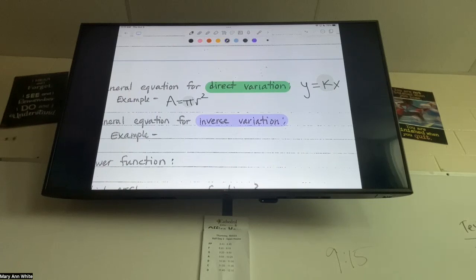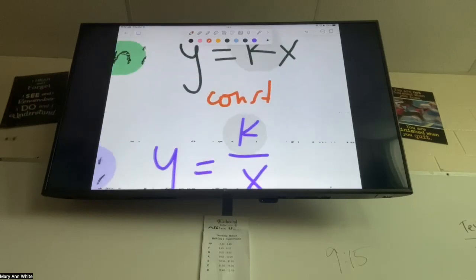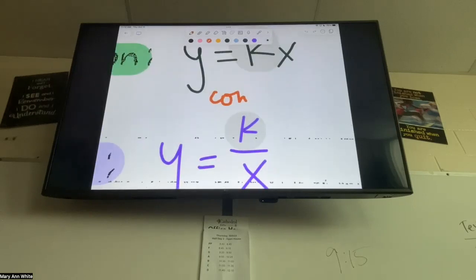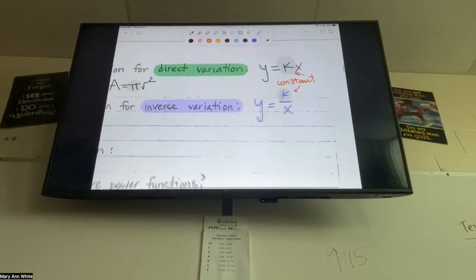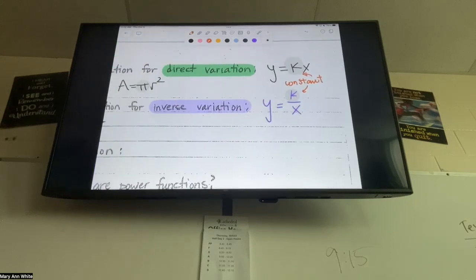Inverse variation, on the other hand, is written as y equals k divided by x. So there's a division sign instead. We still have our constant of k, so I will label that k is your constant. And again, I told you my Apple Pencil didn't work, so we are really working with trash handwriting, and I apologize. Let's be honest, my handwriting is never that great, but it's going to be really rough today.